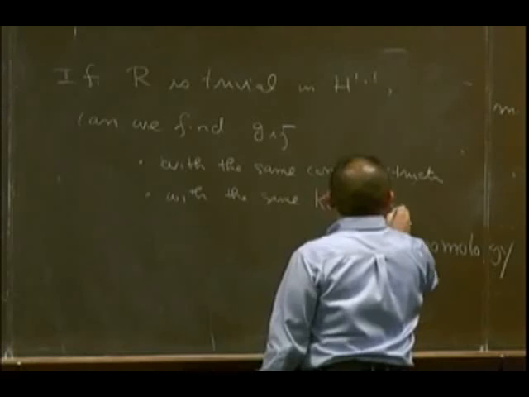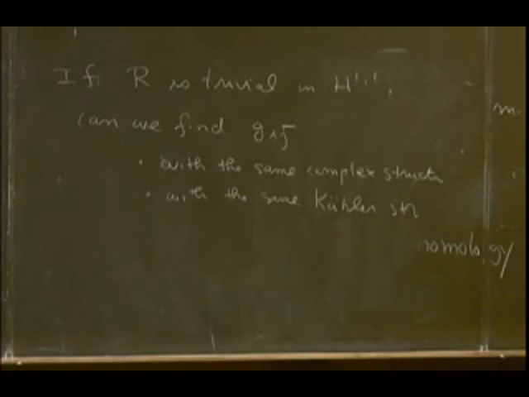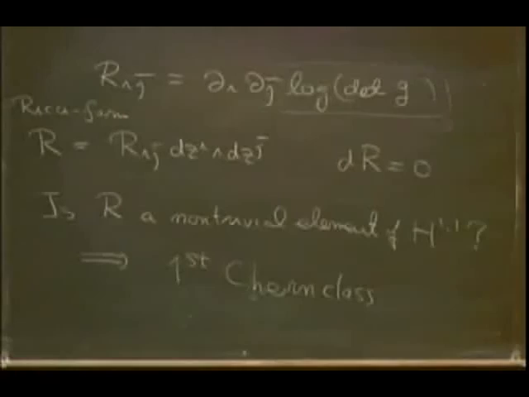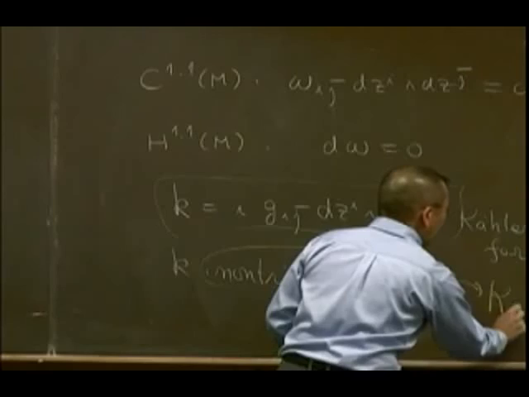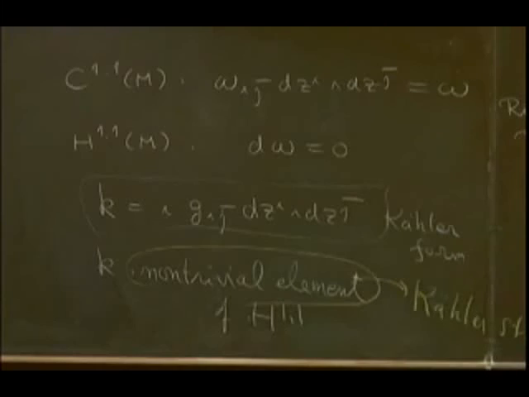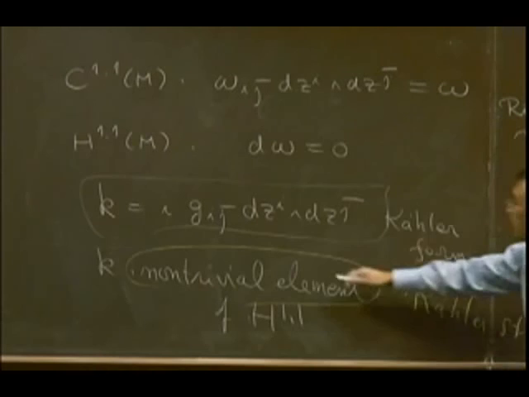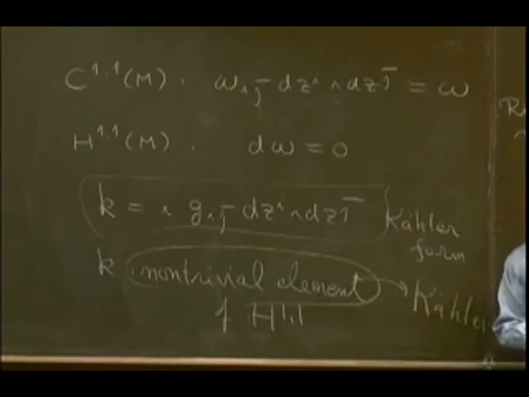By that I mean the following: if you have a Kahler manifold, you have a Kahler form. The Kahler form defines some non-trivial element of H11. So H11 is some finite dimensional space, so it gives you some vector in this finite dimensional space. And that specifies what is called a Kahler structure. So it's finite dimensional data. You have a complex structure characterized by J. You have a Kahler structure characterized by knowing what Kahler form is as an element of H11.